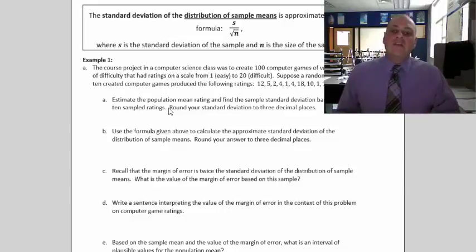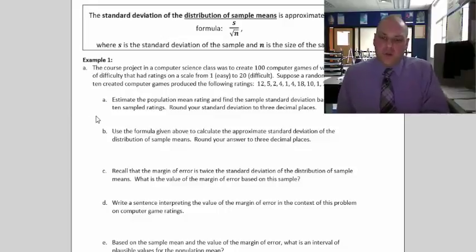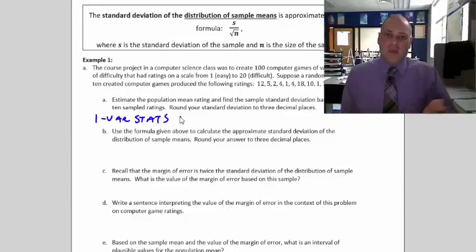Estimate the population mean rating and find the sample standard deviation based on these 10 sampled ratings. So I'm just going to have you write down how to do this. This is where you do the 1 var stats. If you had a calculator with you, you would use 1 var stats, and you would actually put that on your exam paper to show your work. But I did this for you ahead of time.